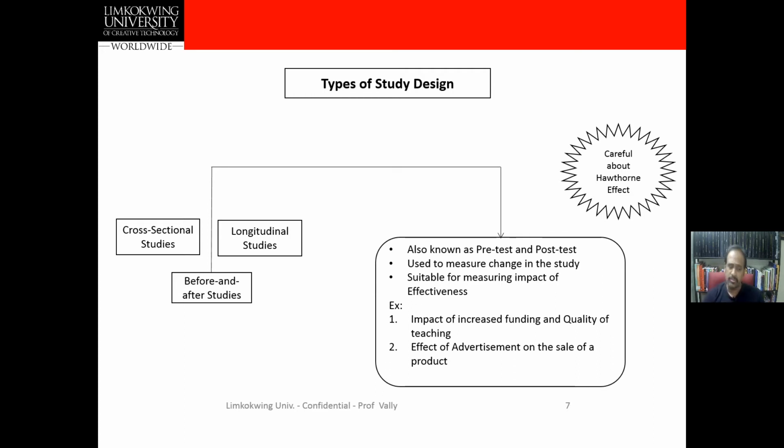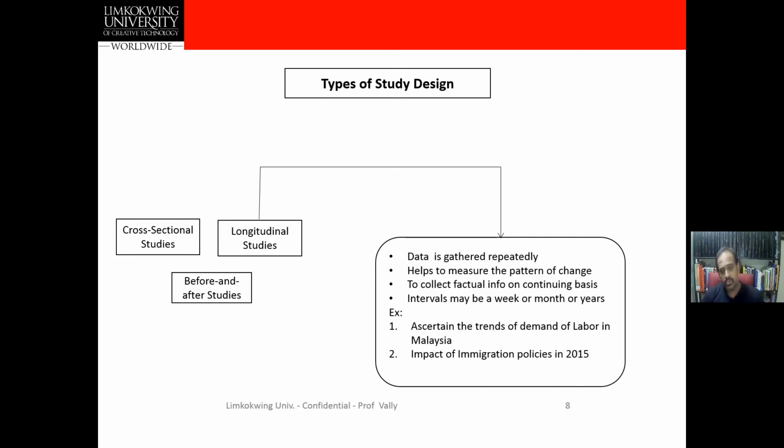So this is an issue with before and after studies, but we have no choice. We have to undergo it if your thesis deserves it. The third one is longitudinal studies. Longitudinal means I do it continuously, consistently. I would like to know the trend. The example given here is to ascertain the trends of demand of labor in Malaysia.